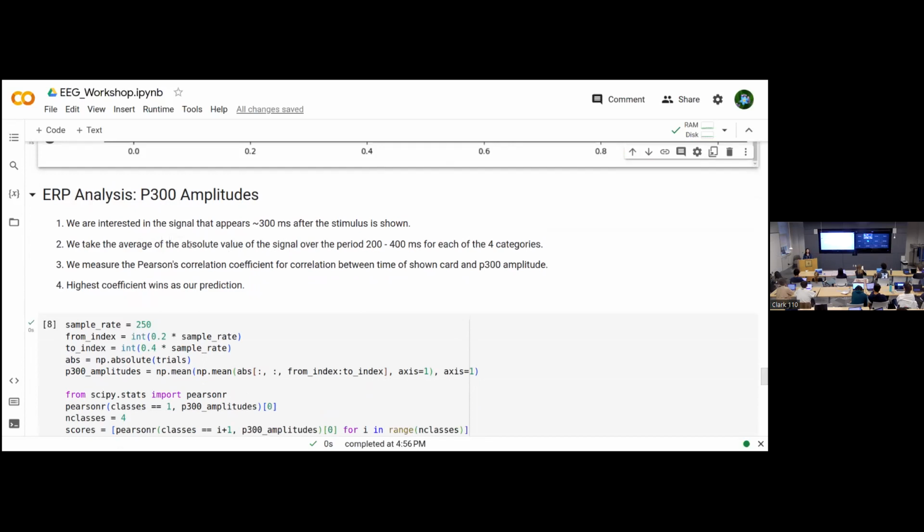So we're going to take the average of the absolute value of the signal, because you notice some of them are negative, over the period from 200 to 400 milliseconds for each of the 4 cards. And then this is finally the point where we get to making the prediction. We're using something called the Pearson's correlation coefficient, which is a correlation between 2 variables. Here the 2 variables are the time the card was shown and the P300 amplitude. That coefficient is going to make our prediction, because the highest coefficient indicates that the highest P300 amplitude was observed for that particular card.